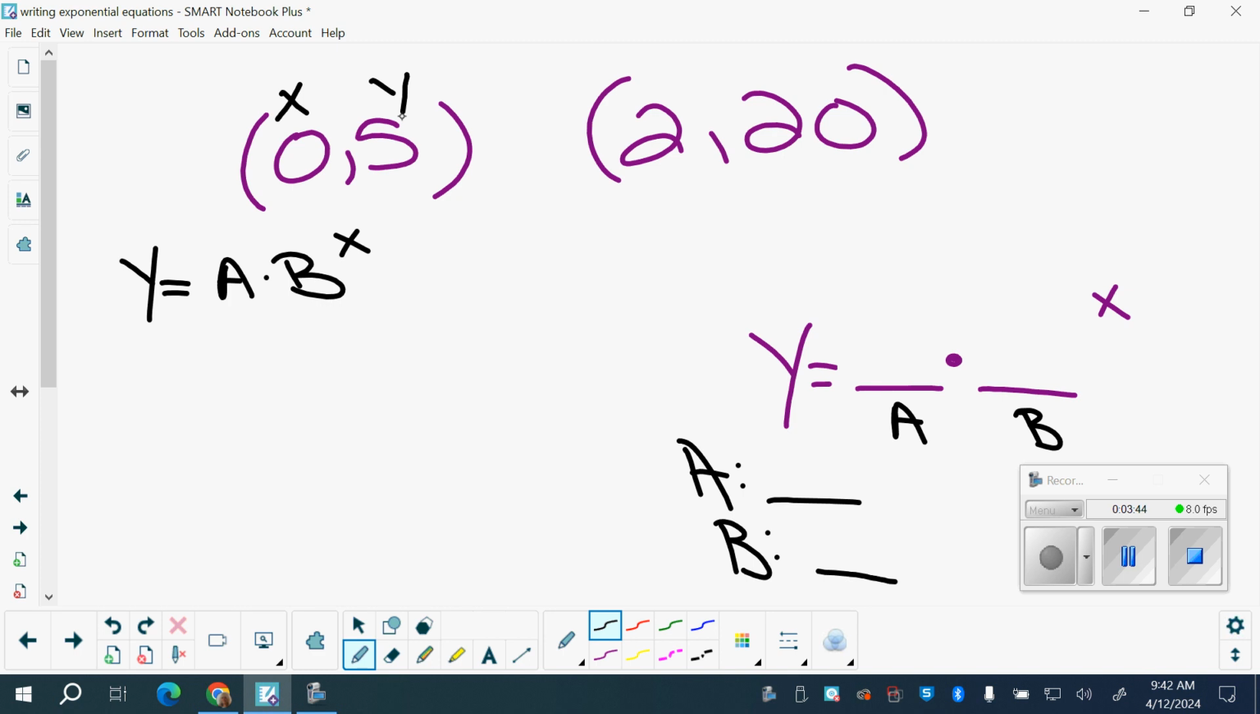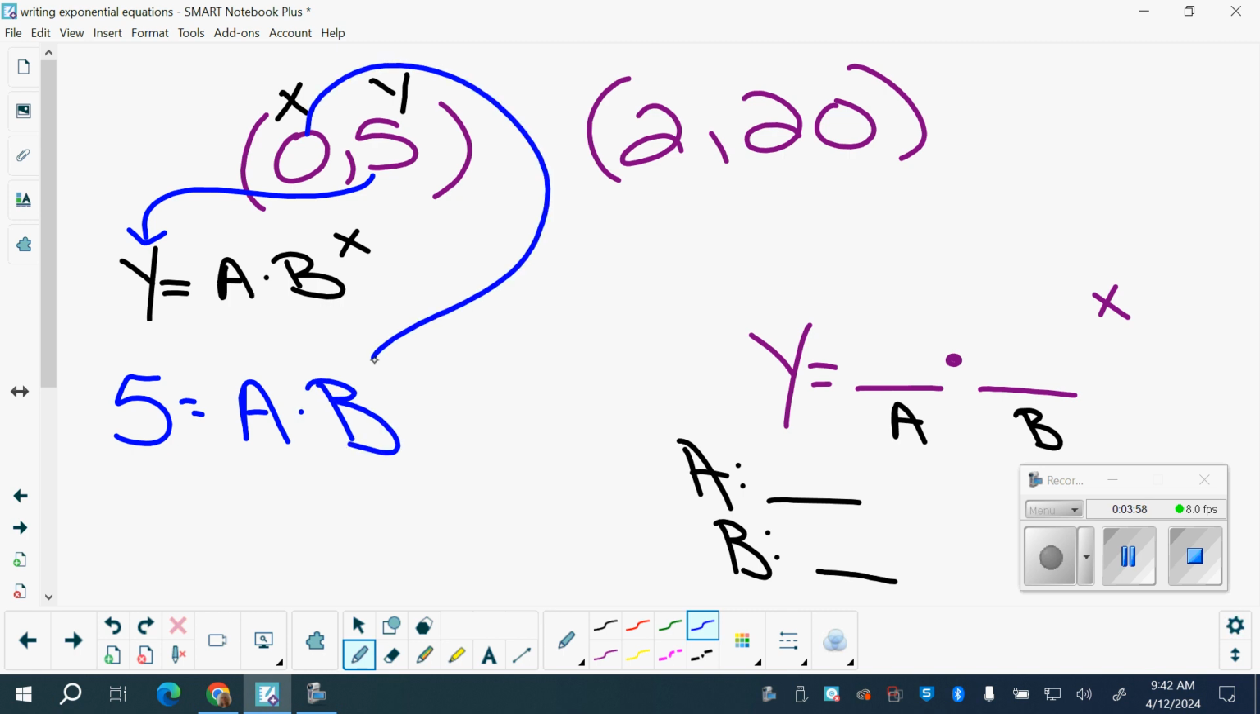Beautiful. So here's what you're doing, nice and easy. 5, where did I get the 5 from? This. A times b to the 0. Did I lose anybody? Everyone okay?